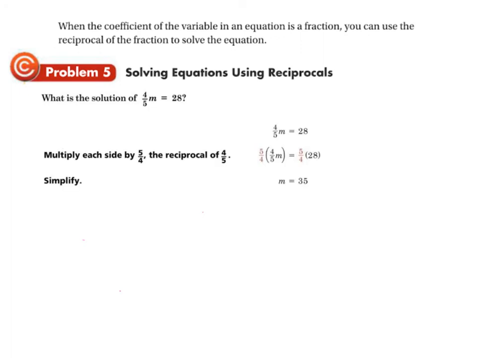Okay, multiply each side by 5/4, the reciprocal of 4/5, and simplify again. This will cancel that out. And how do you do this then? Let's talk about that for a second. What we want to do is simplify this. And what we have is 5 over 4 times 28, essentially, right? And you can think of 28 as the same as 28 over 1, because any whole number you can put over 1 and it's equivalent.